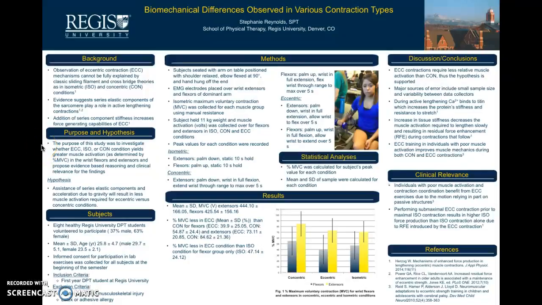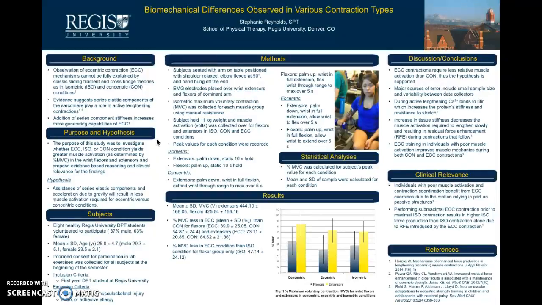And our sample consisted of 8 healthy Regis DPT students, 5 of whom were female and 3 of whom were male, all in their 20s. Our protocol consisted of 3 conditions: isometric, concentric, and eccentric contractions for both wrist flexors and extensors. And we followed standard EMG protocol for applying the EMG electrodes.